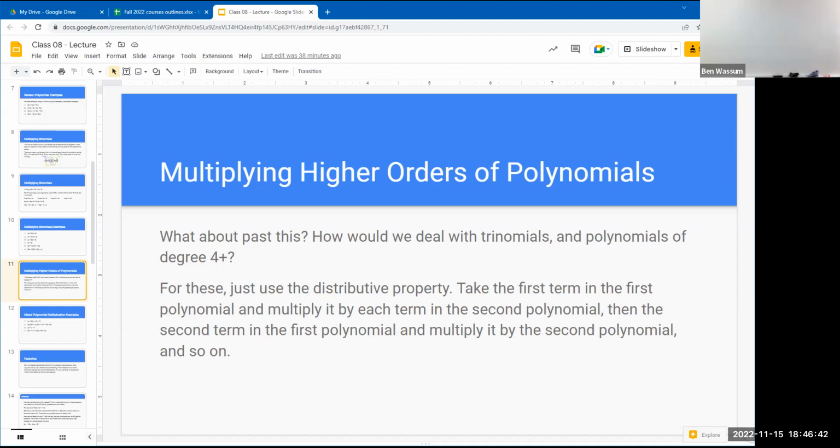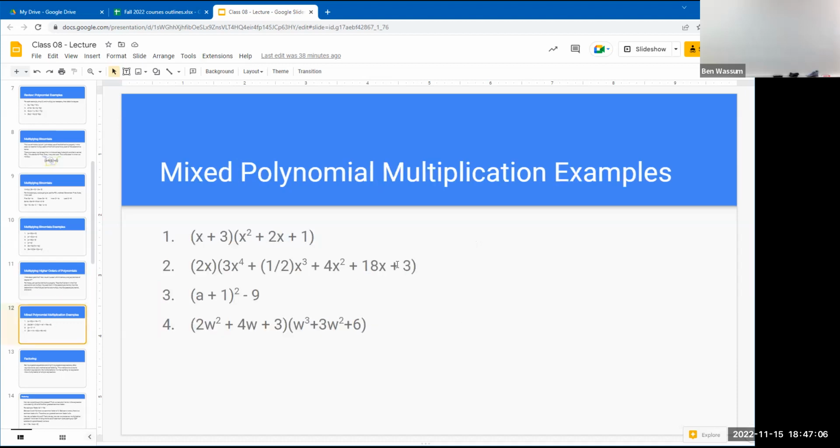So on all of these, you end up, like I said, using the distributive property. You take the first term in the first polynomial and multiply it by each term in the second. Then the second term in the first polynomial by everything. Then the third in the first polynomial, etc., etc. That's really it. Just be careful about distribution. So I, of course, have a bunch of examples. By a bunch, I mean 4. 4 isn't really bad.